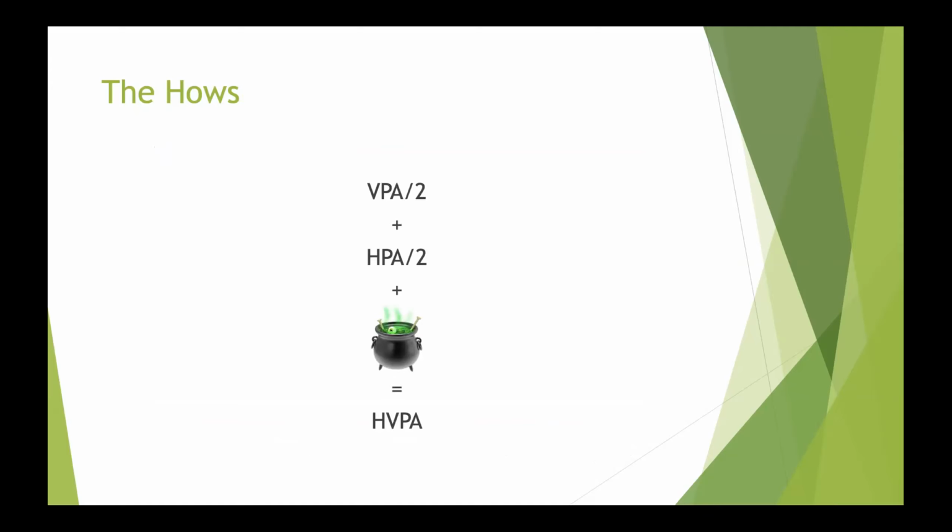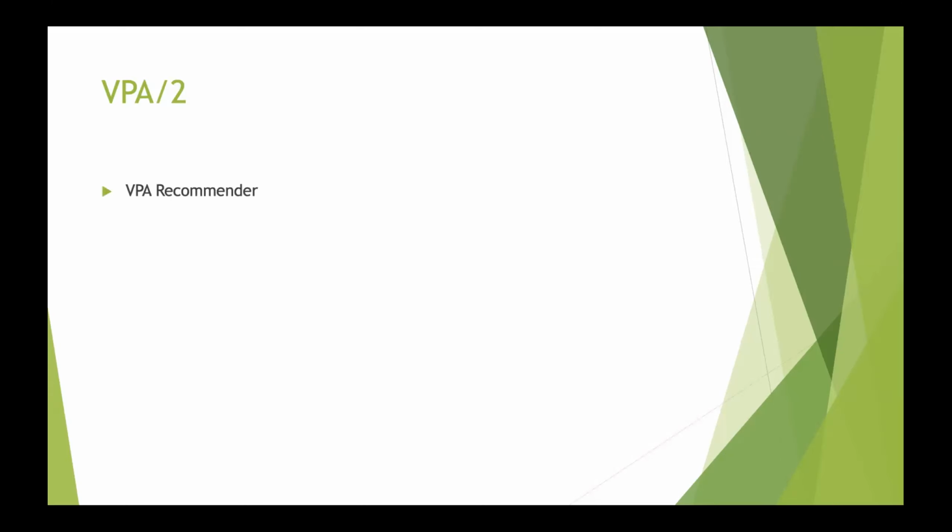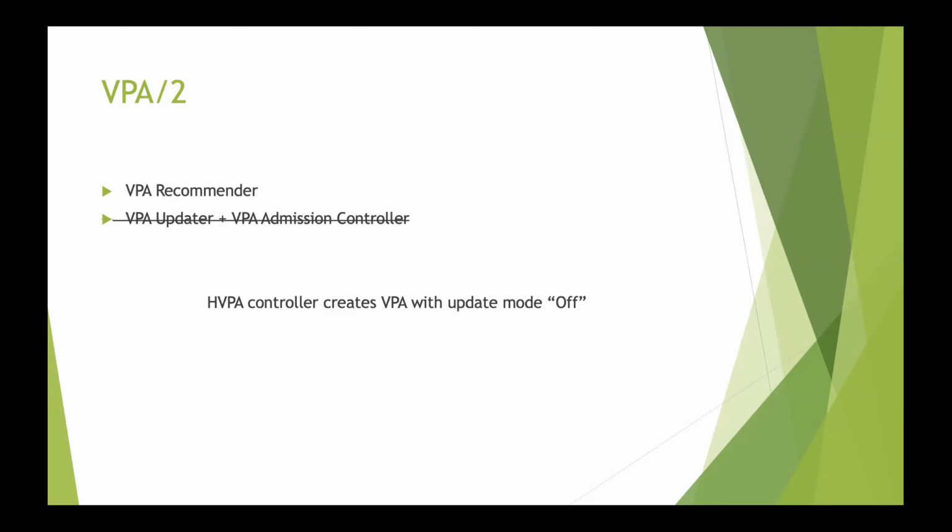Let's dive into more detail on how this magic works. Let's see how we can use half of VPA. As I said, these autoscalers can be divided into two parts. One is the recommender part, and the other is the updater part, which is responsible for actually using those recommendations. Since HVPA takes control of updating the application, we only need the recommender part of the VPA, and the HVPA controller itself creates the VPA that is required to get the recommendations in an off mode.